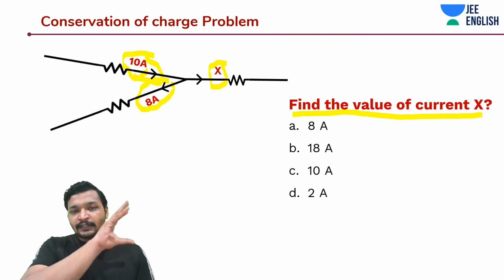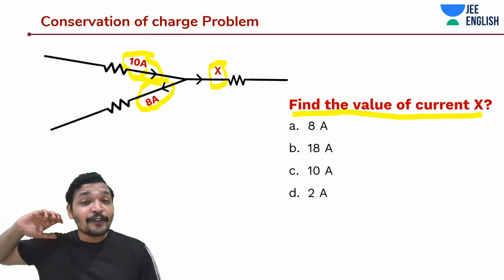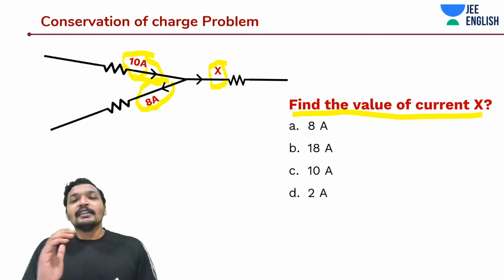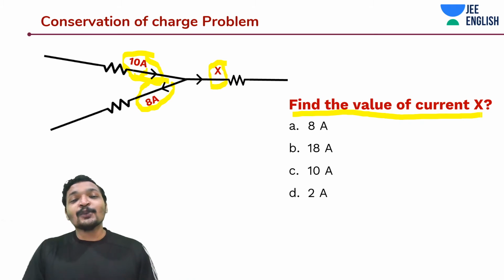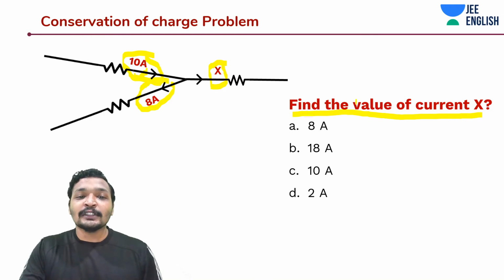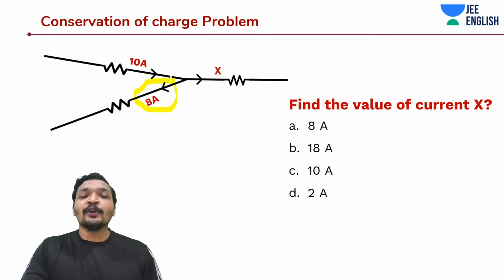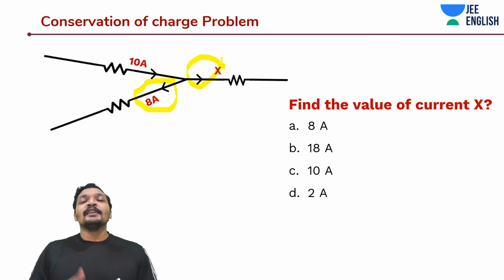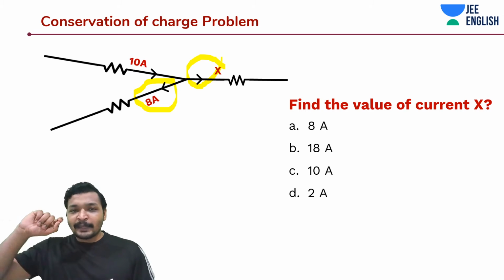So let's say just for an instant, 10 amperes flowed in and there is 8 amperes flowing out. That means 10 amperes has flown in, 8 amperes has flowed out. That means 2 amperes is going to be X because both are flowing out. Isn't it, guys? Like 8 amperes is flowing out. X is also flowing out. 10 amperes was flowing in. That means X is equal to 2. The charges should be conserved in an isolated system, when it's coming in, going out.